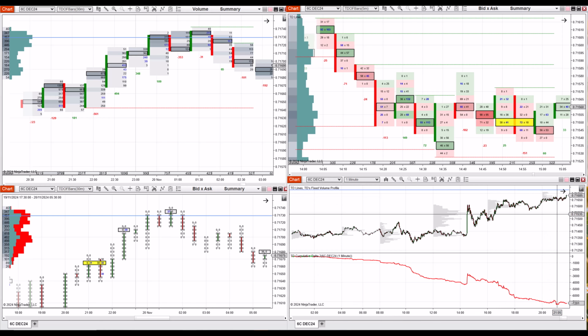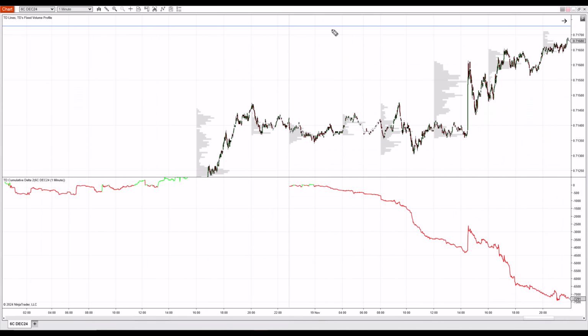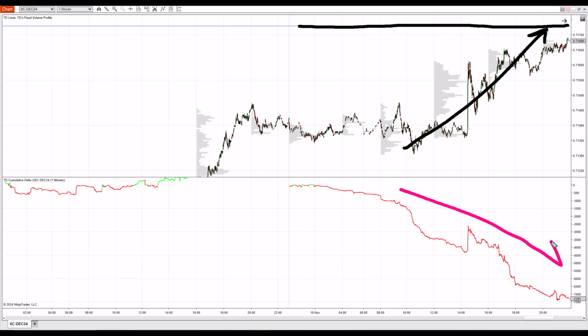Let me actually go full screen. And this is a delta, cumulative delta chart. It's part of the order flow software. And this is the level which I had here. This is a price chart, the price going towards that level. And at that same time, delta was dropping. And that was the confirmation on the order flow to actually enter that trade.